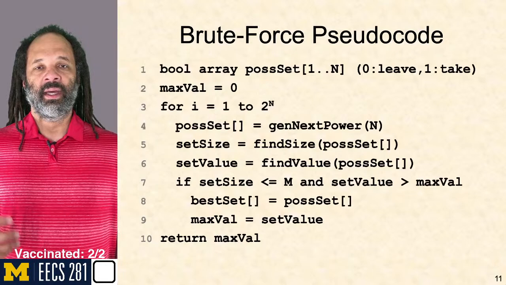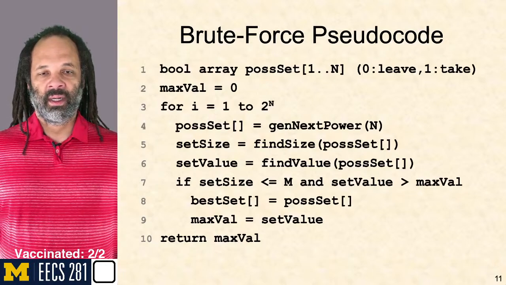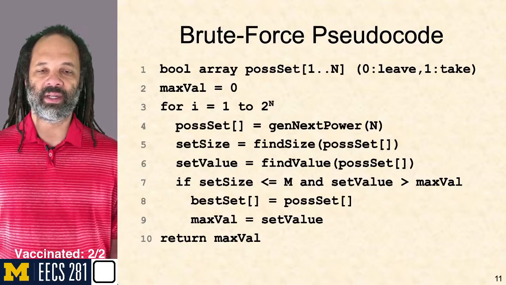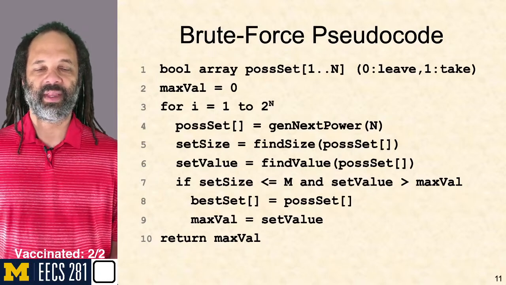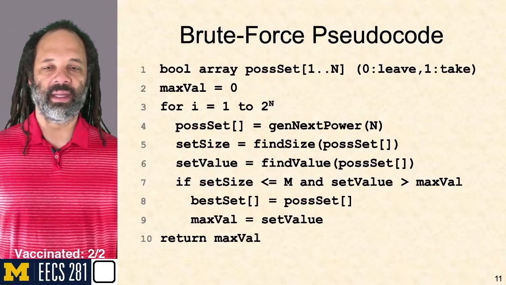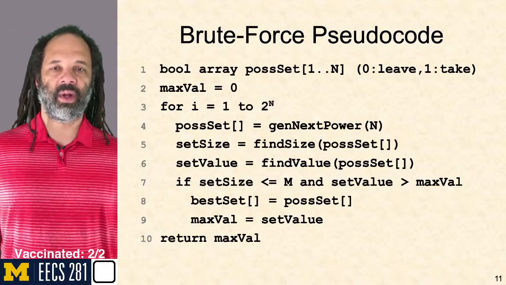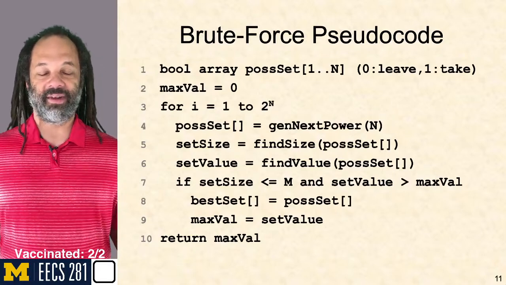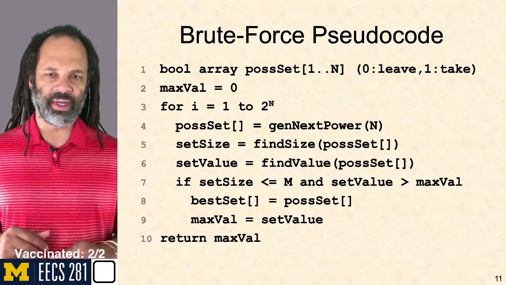So this is brute force. The pseudocode for it is really simple. As long as you can find some way to generate the next power set, that's probably the most complicated thing going on here in this brute force version. And that's the part we're going to wave our hands at and thank pseudocode for not having to write everything. Hopefully you get it.